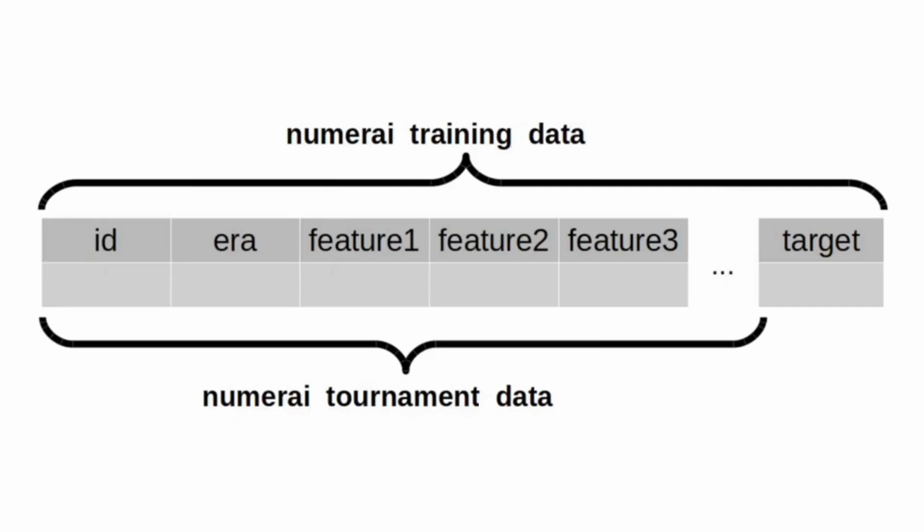The weekly dataset downloaded from the NumerAI website contains two data files. NumerAI Training Data CSV, which contains records including ID, era, a set of features, and the target value. NumerAI Tournament Data CSV contains the same fields except for the target, which is supposed to be predicted by the data scientist.